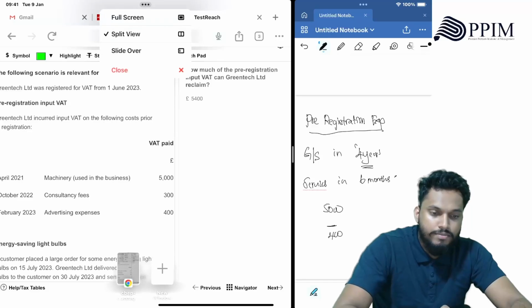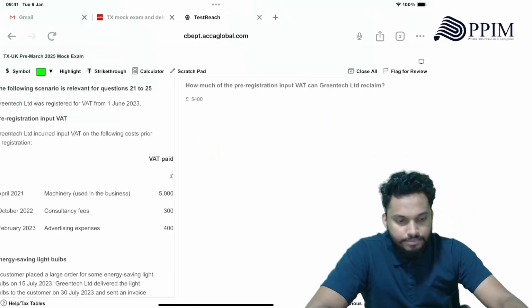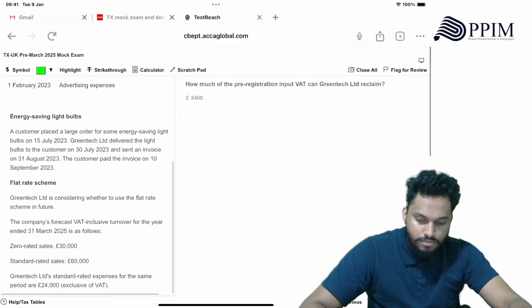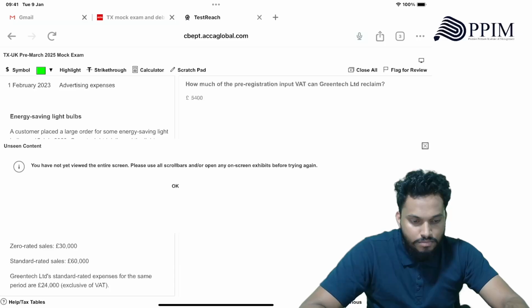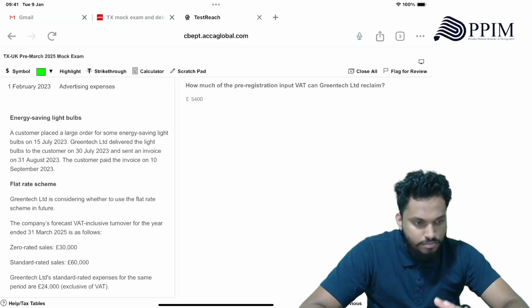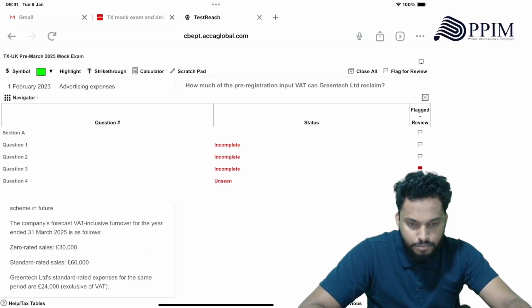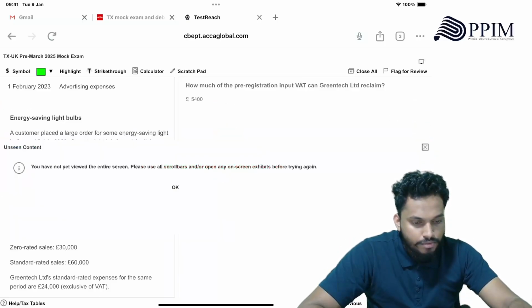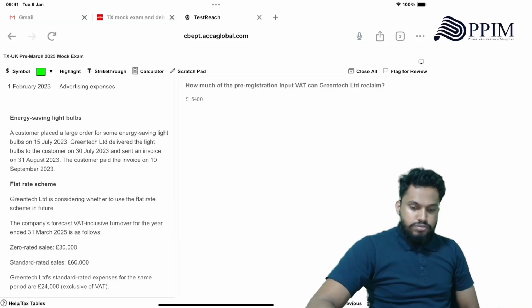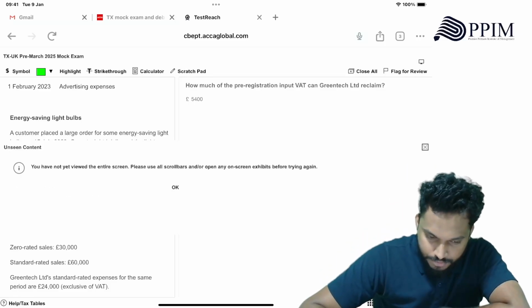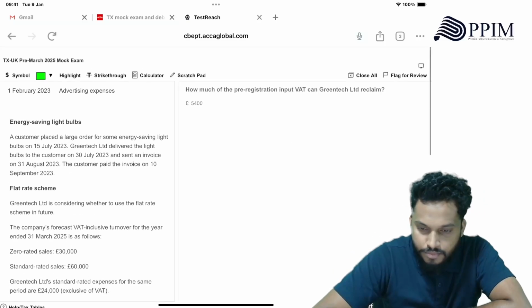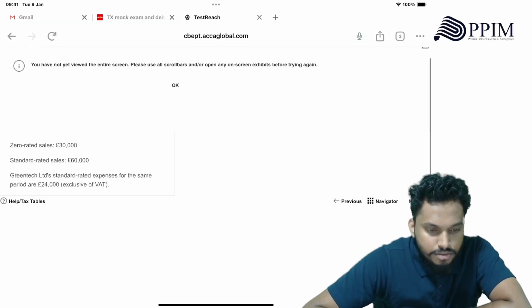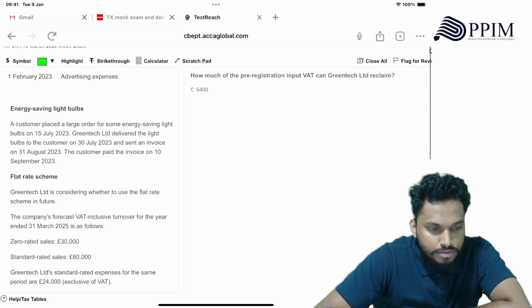My God, I hate this now. What is this question number? Why can't I go with this? Please scroll all the exit bars. I was doing it.